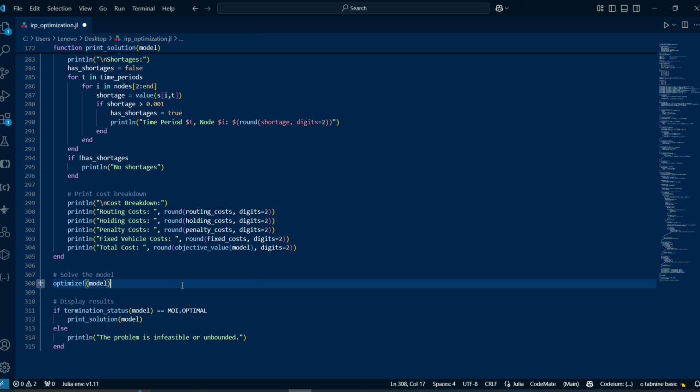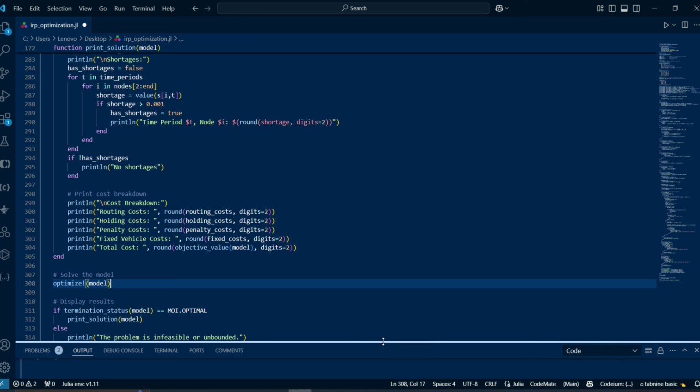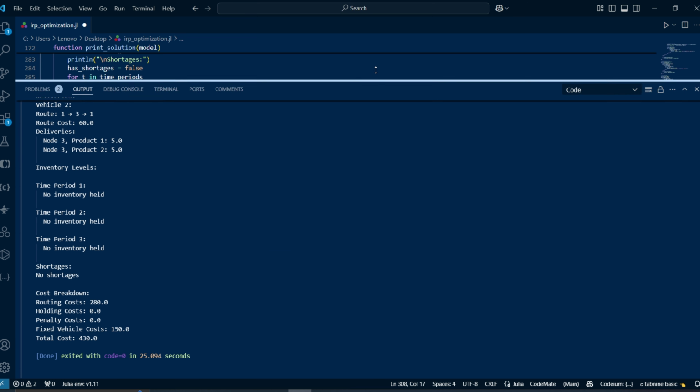Lastly, the model solution is printed if it meets the optimality criteria. If the problem is infeasible or unbounded, the script ensures to communicate this, emphasizing the need to revisit constraints or data inputs. And okay, the code is done. And we'll look at our outputs now.